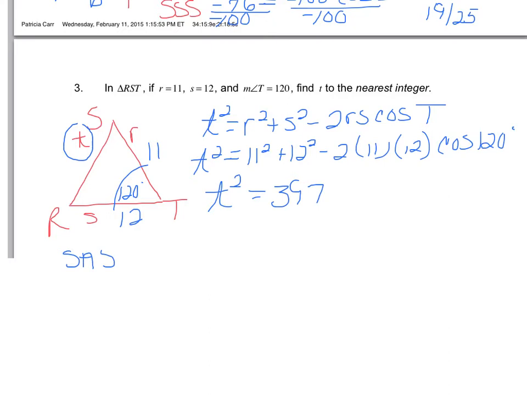And they want it to the nearest integer. So I'm going to square root both sides and round to the nearest integer. And I'm going to end up with approximately, you're right, 20. So there's your answer for side T. Okay, we have a couple more examples to do, so let's move on.